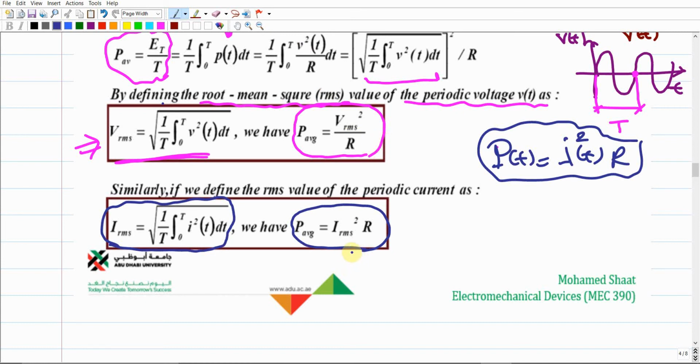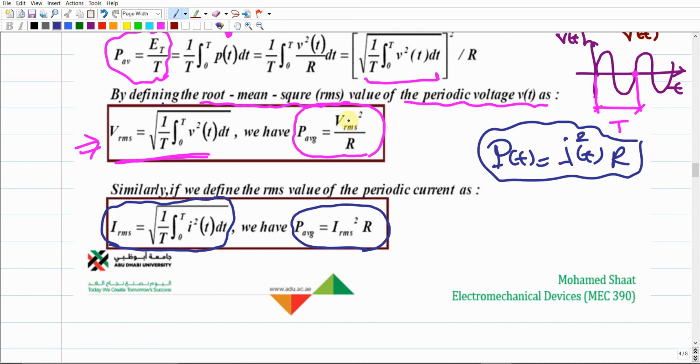So for a current source or a voltage source that varies over time, how much average power this source gives us depends on the root mean square of the voltage or the current of the source, divided or multiplied by R, which is the resistance of the resistor. Make sense?